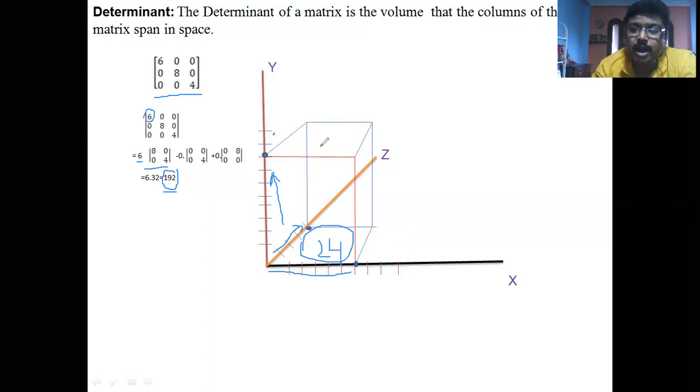To have a clear idea over the matrix, we should have an idea over the scalar, over the vector, and also what is determinant. Okay.